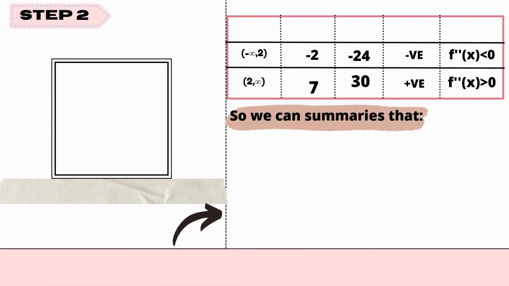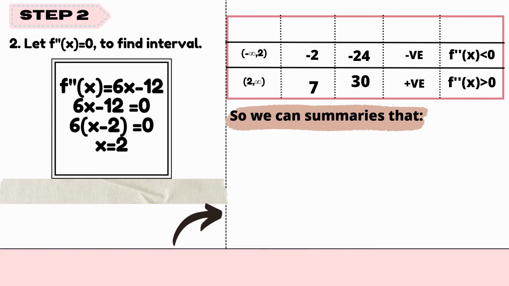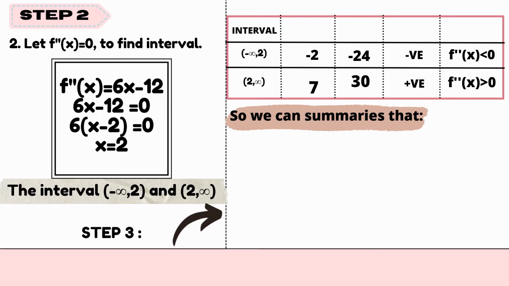Step number 2, to find the interval, you need to let the second derivative equal 0. 6x minus 12 equals 0, and we get x equals 2, so the intervals are negative infinity to 2 and 2 to positive infinity. Step 3, we need to identify whether it is concave upward or downward by testing a number in each interval. We can use any number in the interval. To test it, I use negative 2 and 7 as the values of x.